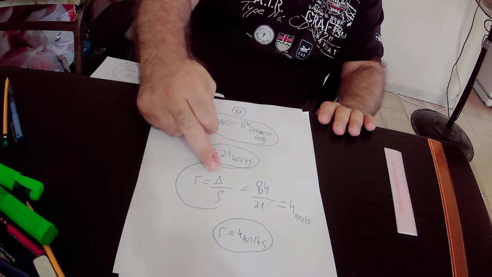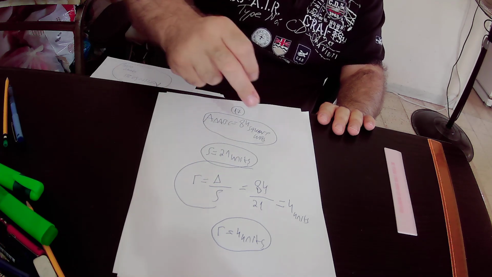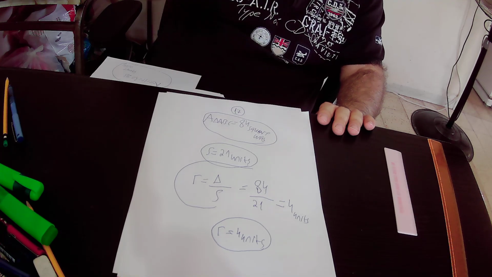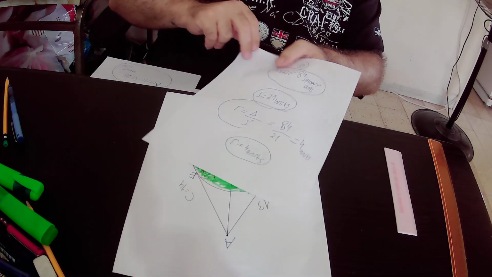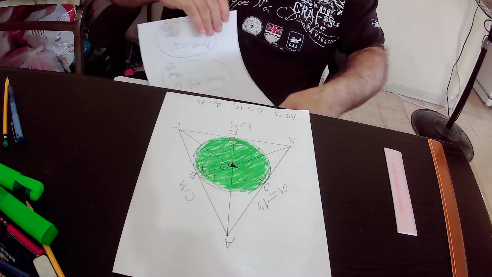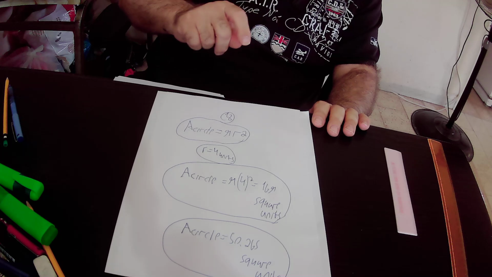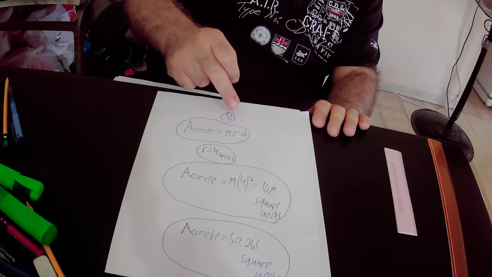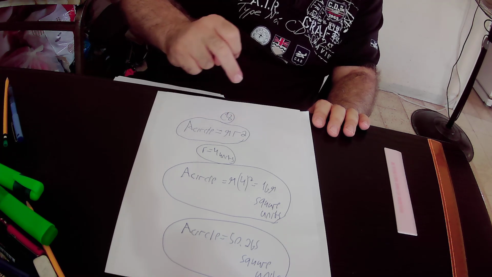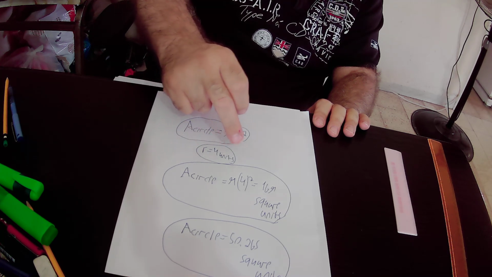Delta equals 84 square units and S equals 21 units. So 84 over 21 is 4, so the radius of the green circle equals 4 units. And after we know the value of the radius, it is very easy to find out the area of the circle, because the area of any circle equals pi times the radius of that circle squared. So here we know that r equals 4 units, so we can substitute r by 4 in this formula, and we get that the area of the green circle equals pi times 4 squared.